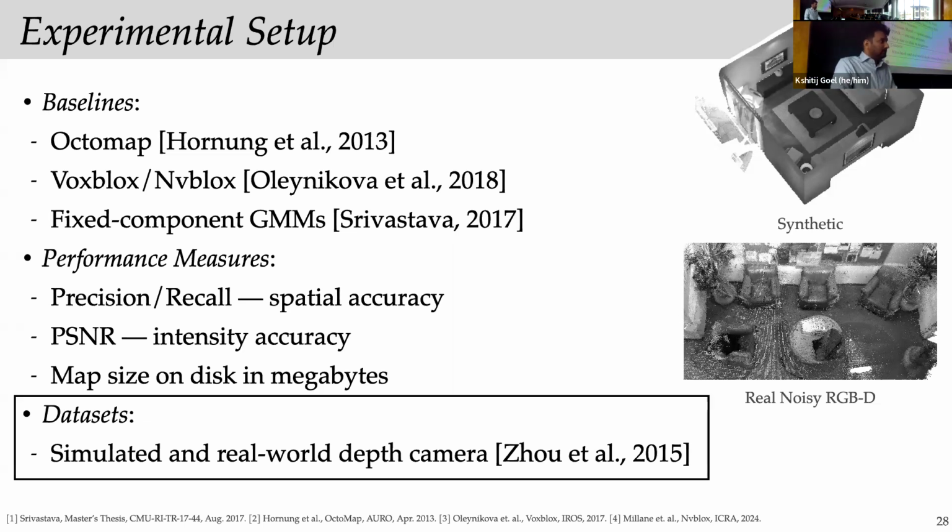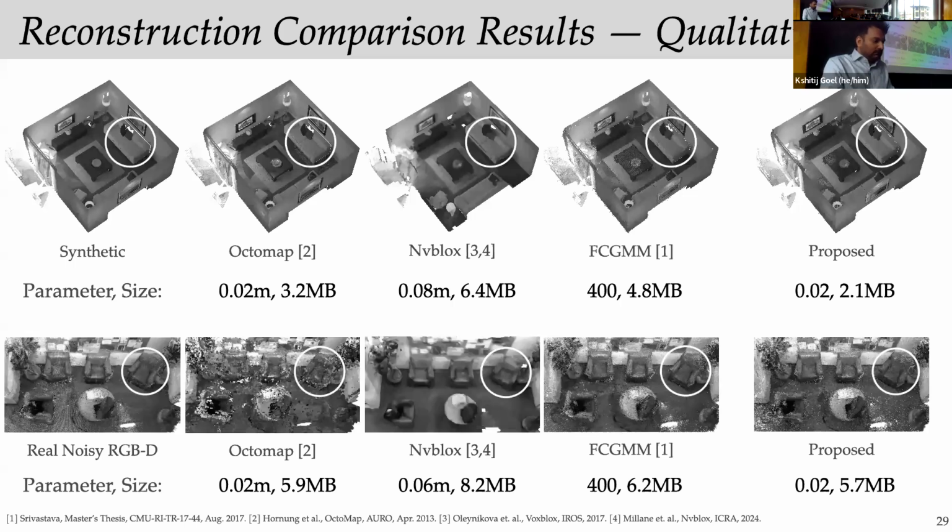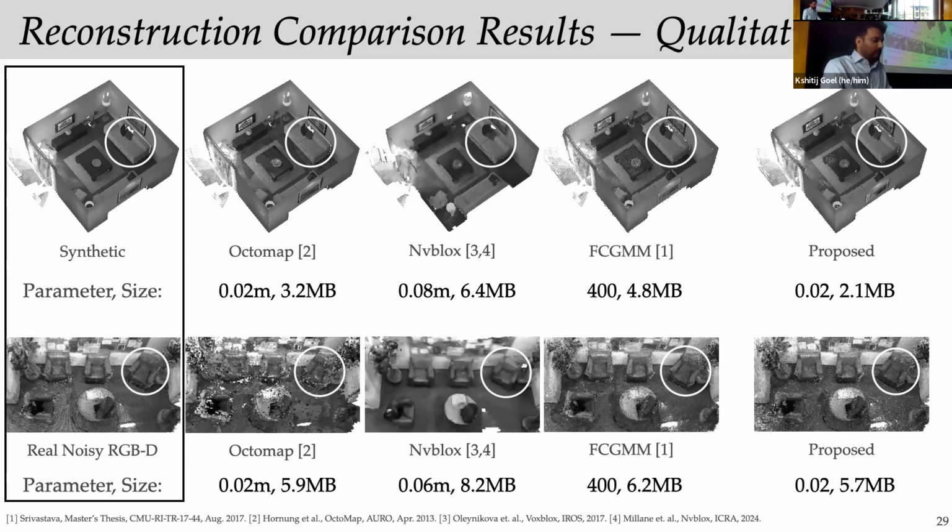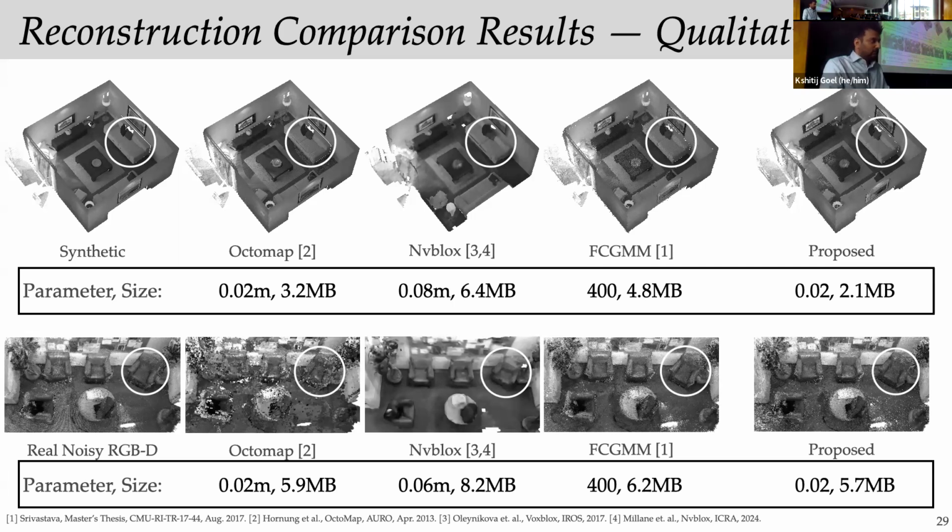Simulated and real-world datasets from Zhou et al. are used for comparison. Snapshots of these datasets are shown on the right. We first qualitatively compare the reconstruction fidelity between these models. On the left, we have ground truth snapshots of the synthetic and real datasets. To ensure a fair comparison, the parameters of each approach are chosen in a way that the map sizes on disk are in a similar range.